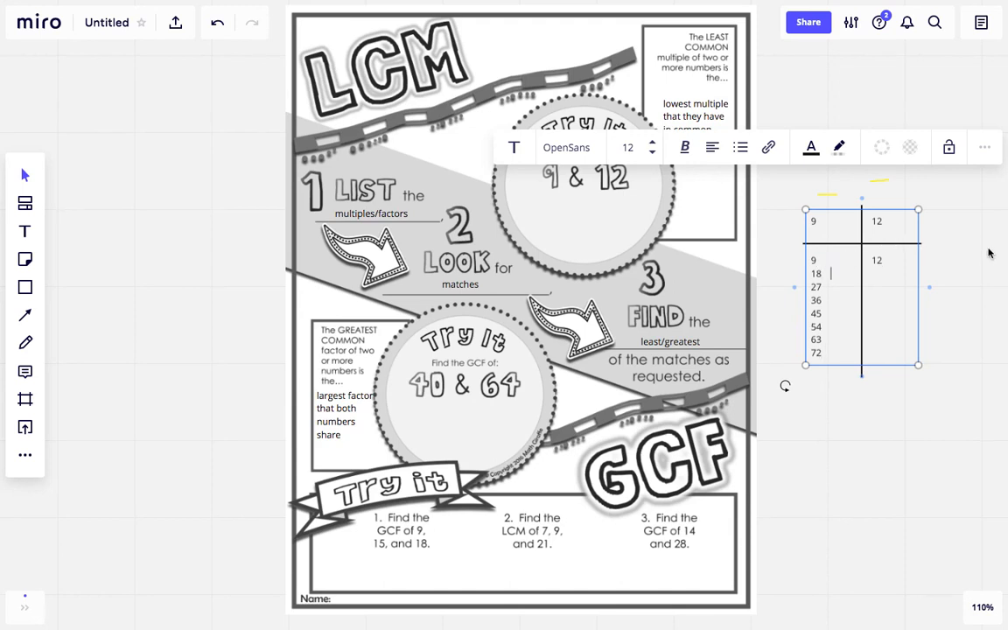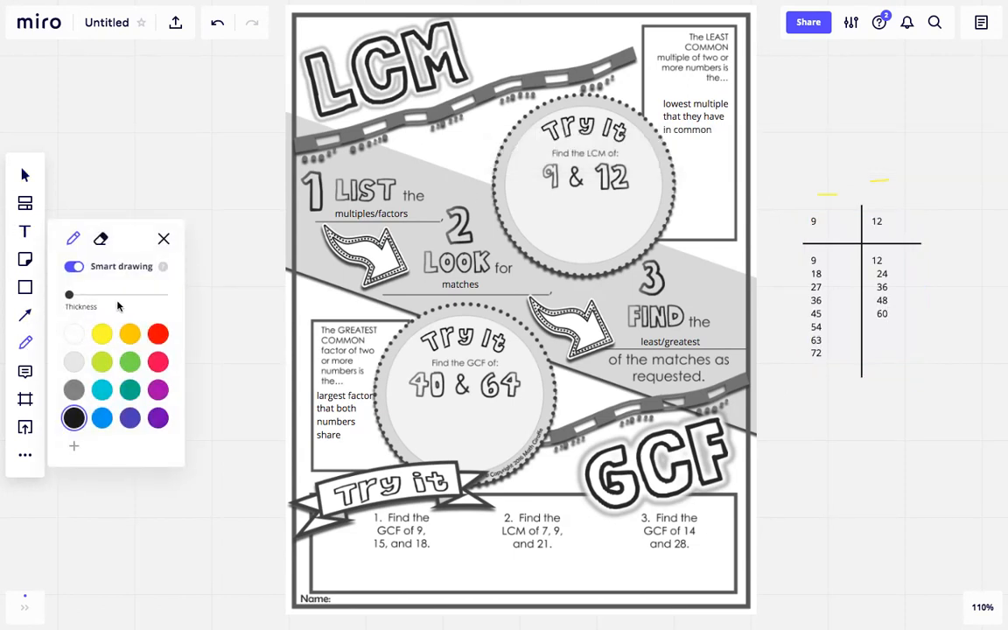And then we can look at 12. 12 times 1 is 12. 12 times 2 is 24. 12 times 3 is 36. 12 times 4 is 48. 12 times 5 is 60. And we'll stop there. So we've listed our multiples. Now we're going to look for matches.